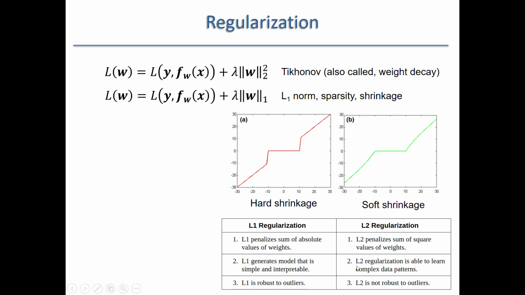So here you have a summary of the two regularization terms. This is just the definition of the two. L1 tends to generate models that are simpler and more interpretable, because many of the coefficients are zero. On the other side, L2, because it doesn't have that constraint, tends to be able to learn more complex data. But on the contrary, L2 is not robust to outliers, while L1 is much more robust to outliers.